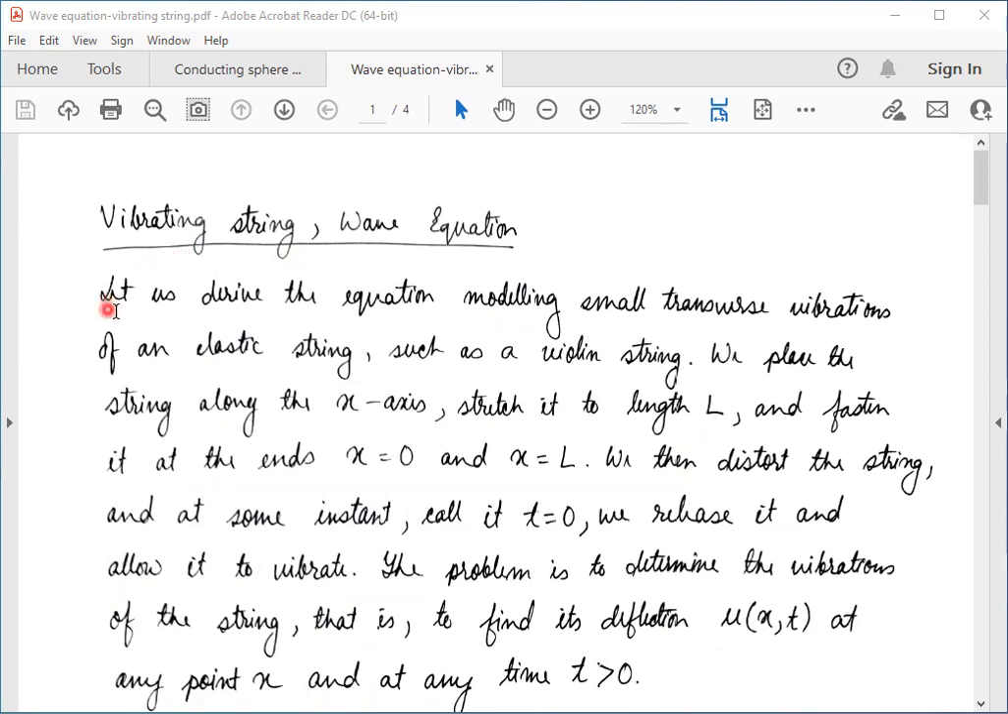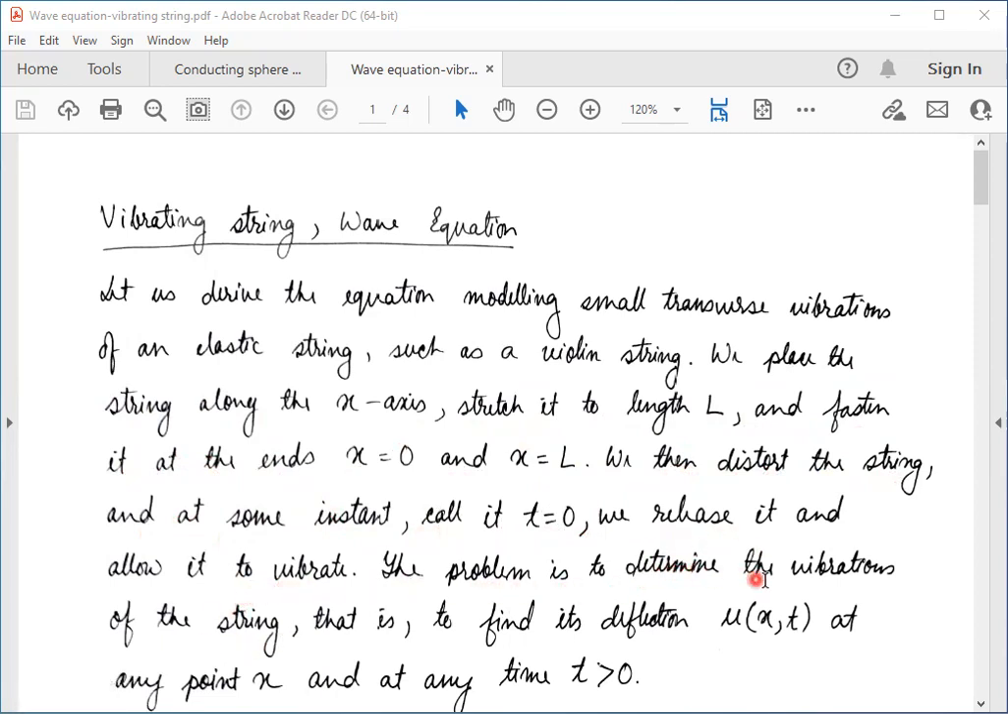Okay, so let us derive the equation modeling small transverse vibration of an elastic string, such as a violin string. We place the string along the x-axis, stretch it to a length capital L, and fasten it at the ends x equal to 0 and x equal to L. We then distort the string at some instant, let us call it t equal to 0, and we release it and allow it to vibrate.